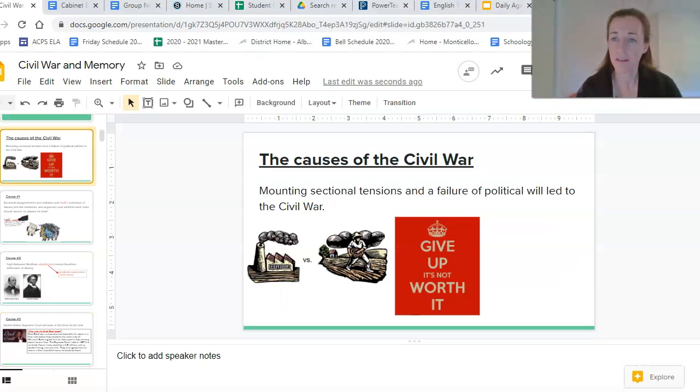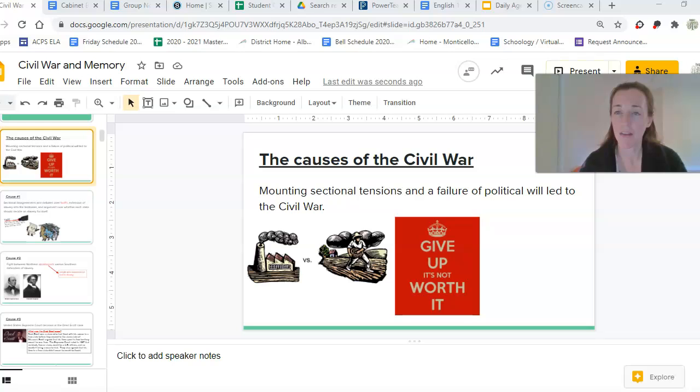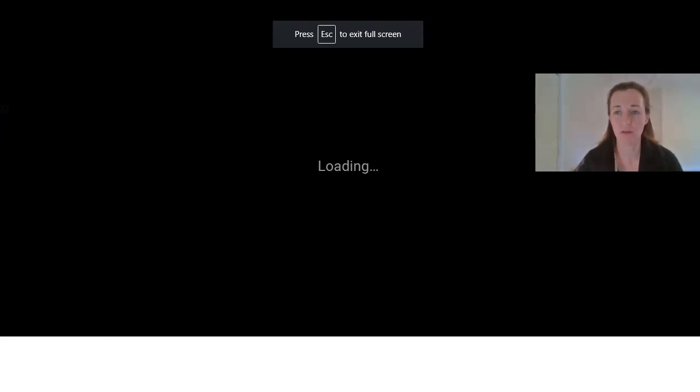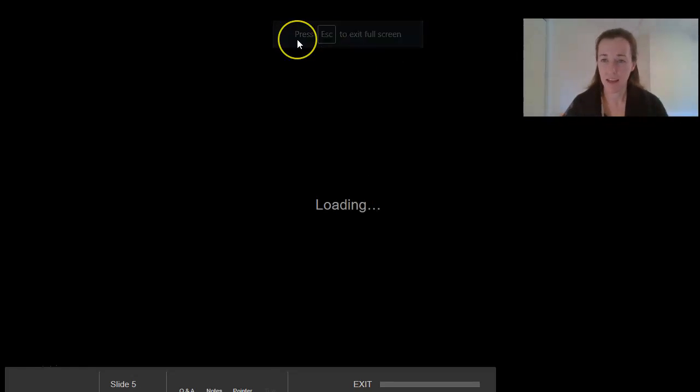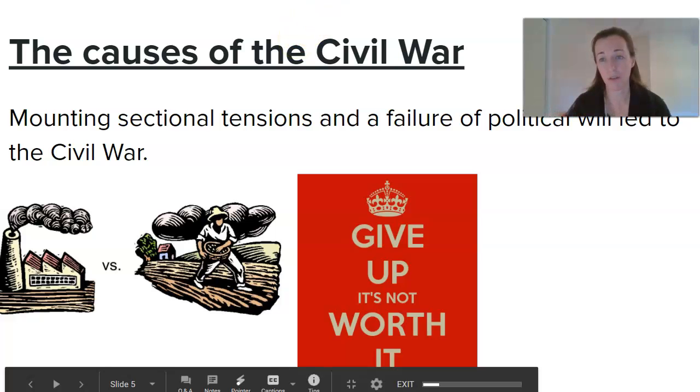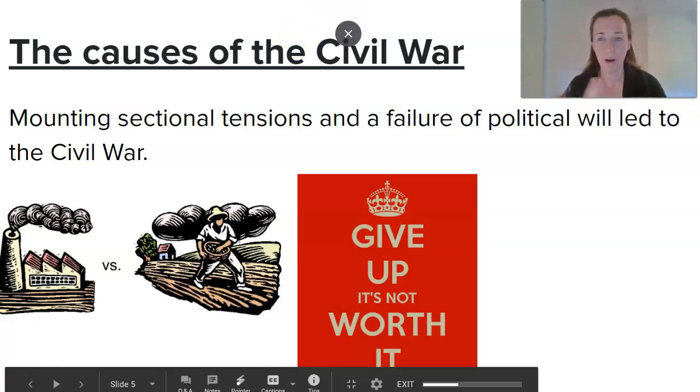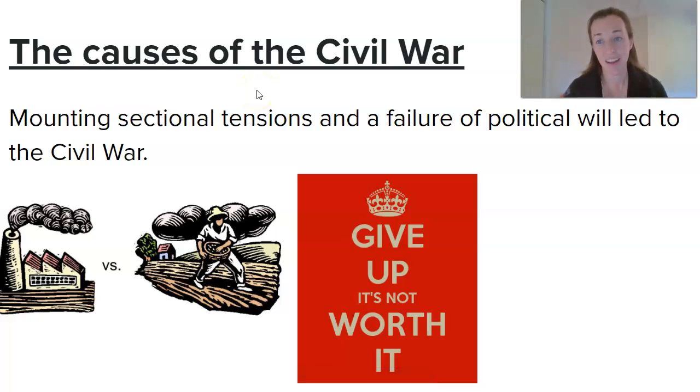Okay, so the causes of the Civil War, I'm going to call them sectional again and again. Sectional just means the sections of the country, the North and the South in this case. And there's also this developing section to the west of the territories that are not quite states. So mounting sectional tensions and a failure of political will led to the Civil War, in a nutshell.